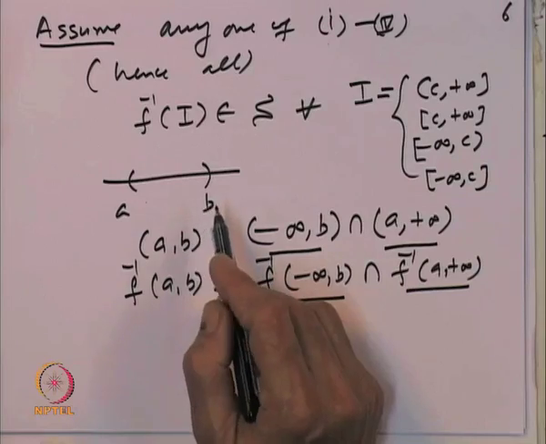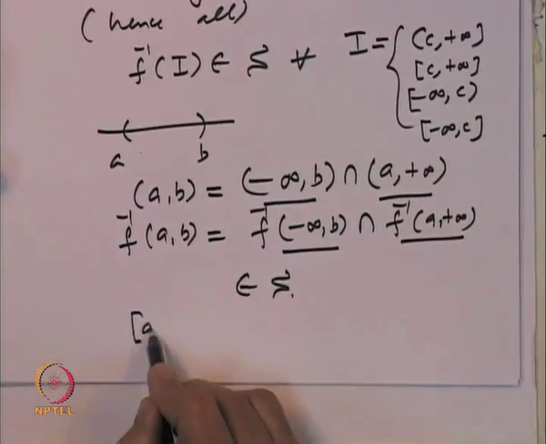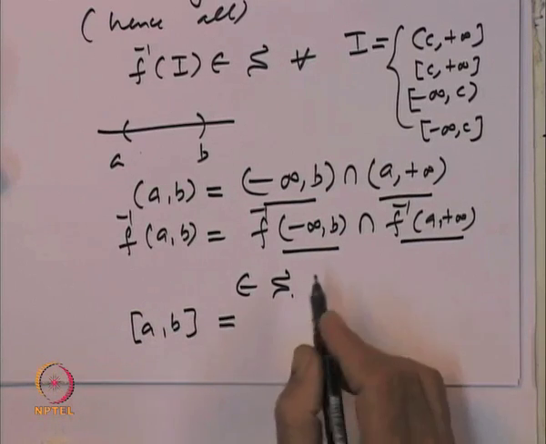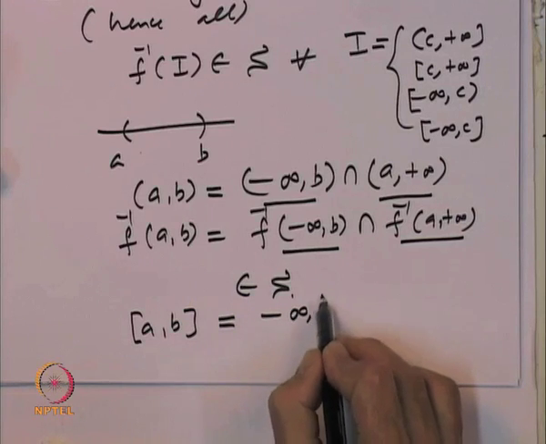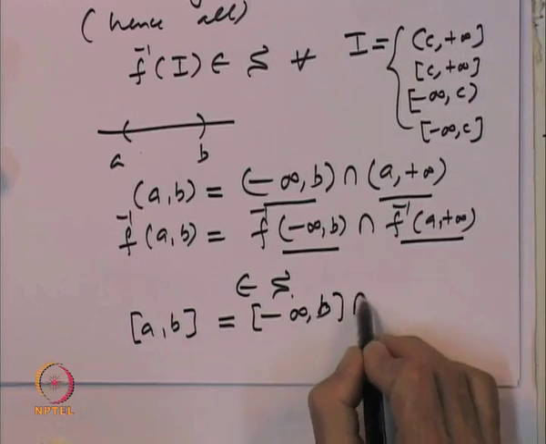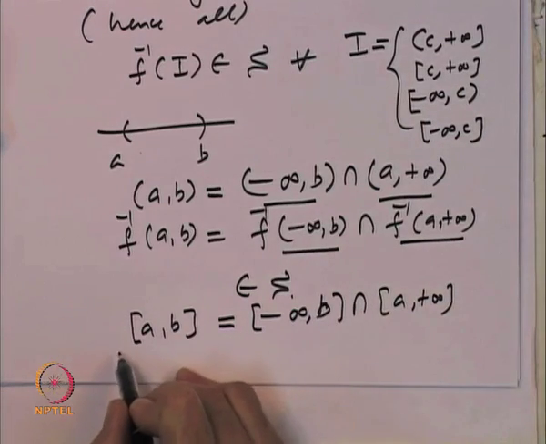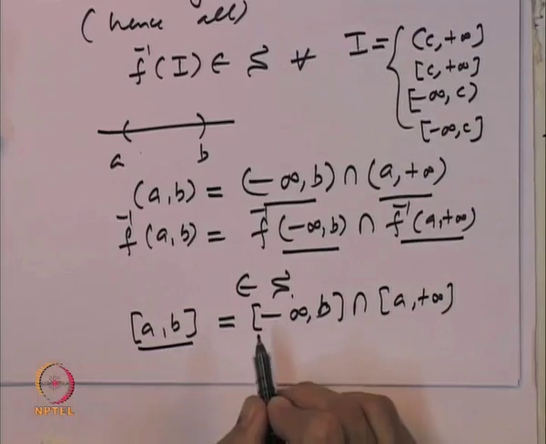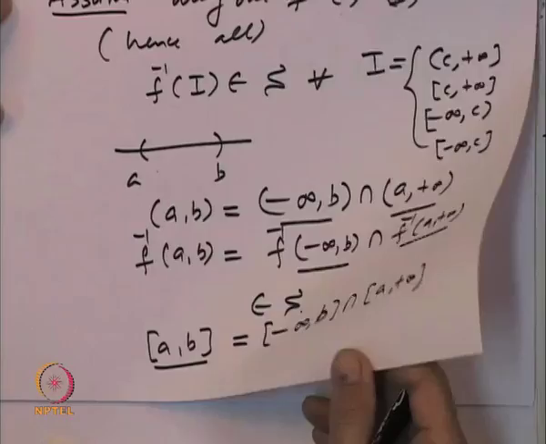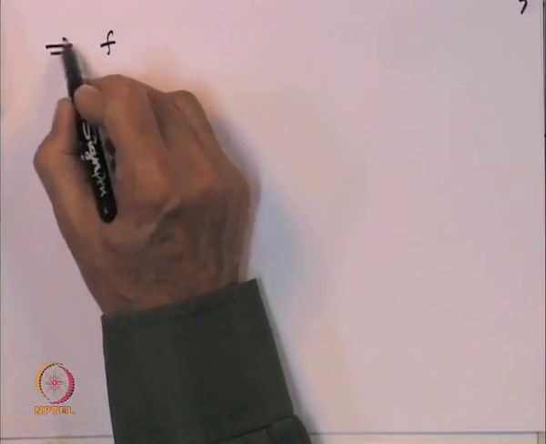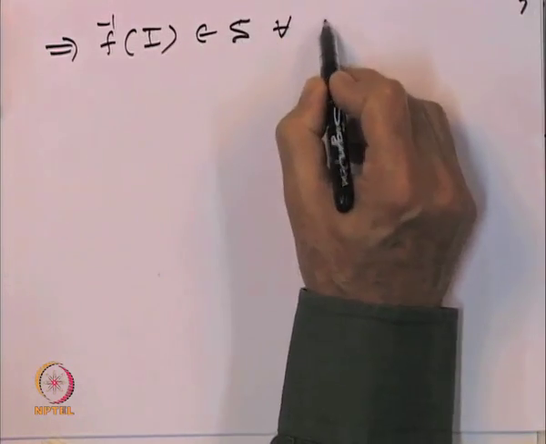And similarly, we can take a closed interval also. For example, a closed interval a b can be written as minus infinity to b closed intersection a to plus infinity closed, and a similar argument will imply that f inverse of this interval also belongs to S. So, if we assume any one of these statements 1 to 4, then that implies that f inverse of every interval belongs to S.